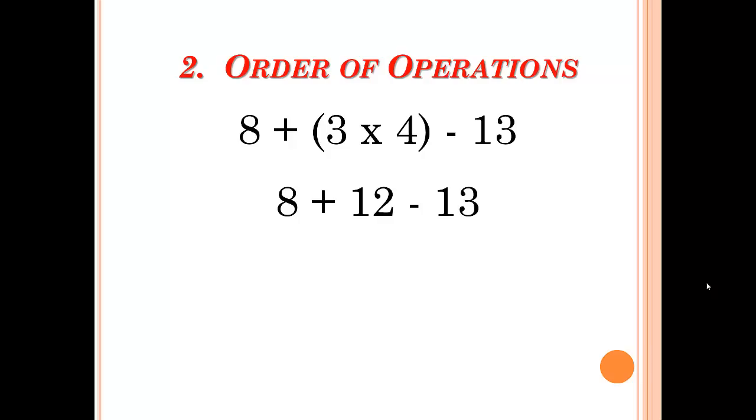Next we will do our addition and subtraction from left to right. So 8 plus 12 is 20. And now we have 20 minus 13. And 20 minus 13 equals 7.